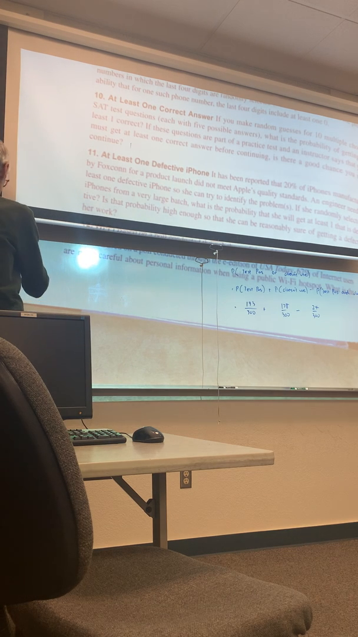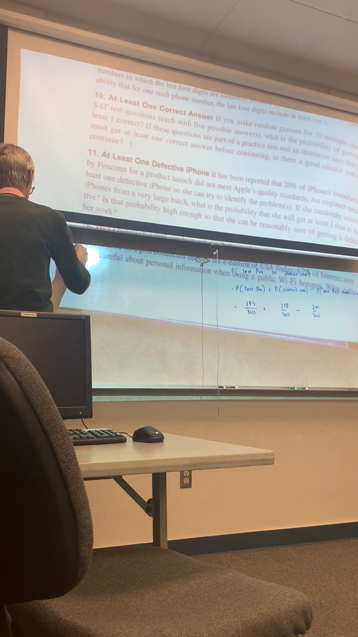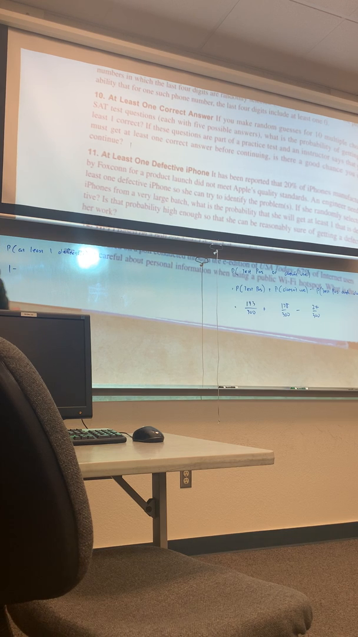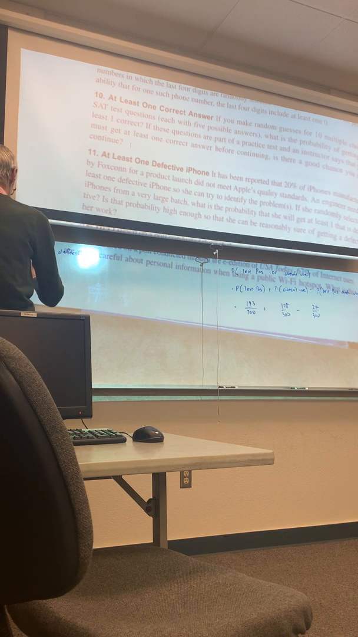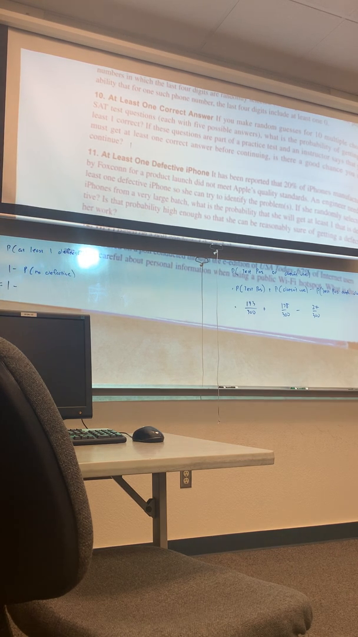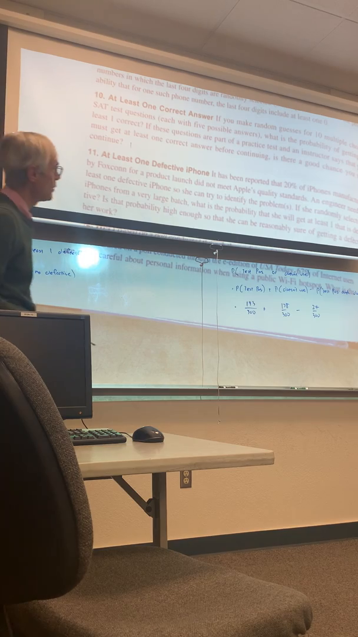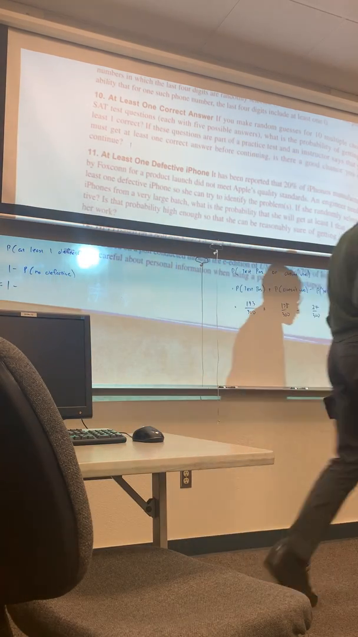So the probability at least one defective is equal to 1 minus the probability of no defective. So we'll assume these are all independent events. So what's the probability of no defective in 15 selected?